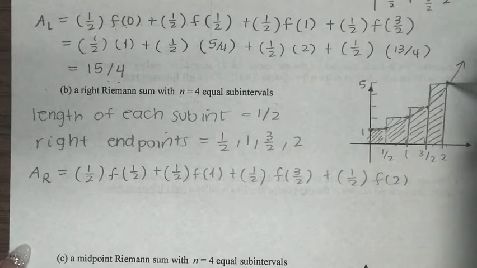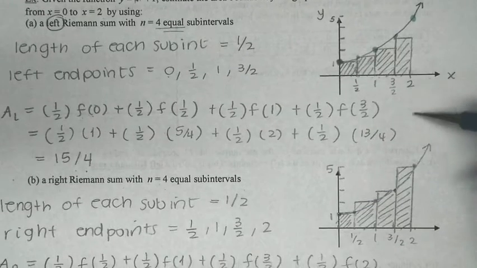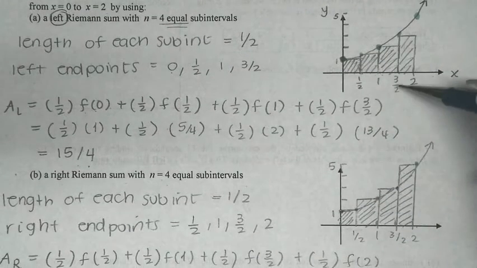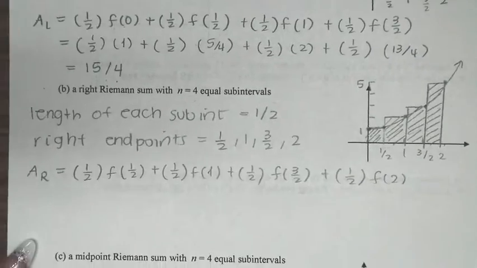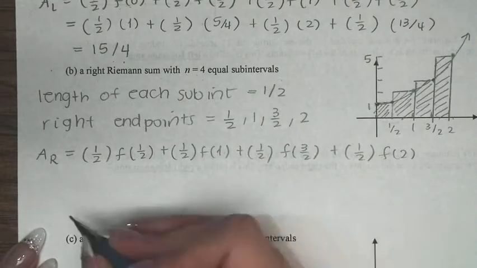You see it? If we compare these two drawings, I'm overestimating here and I'm underestimating over here. So that's the big deal. So naturally, this is going to be a bigger number.